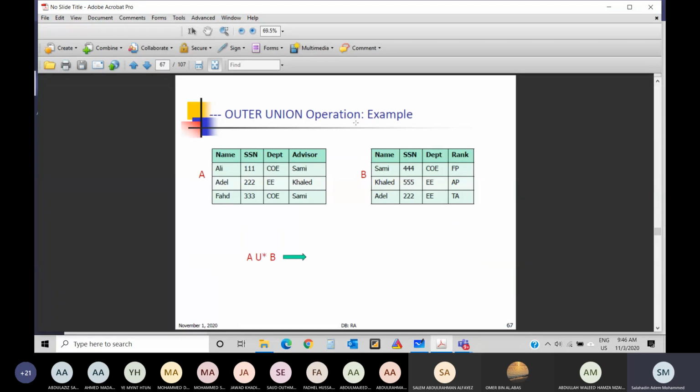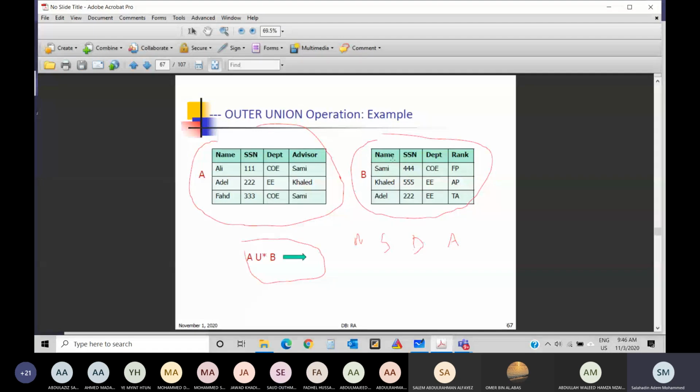Okay, outer union. Forget about outer union, guys. Let's say I have this table and I have this table. I want to make them one table. How can I make them one table instead of two tables? Tell me. First of all, combine the columns. So I have name here, I have SSN, I have department. Put all these 4 columns first of all: name, SSN, department, and advisor.